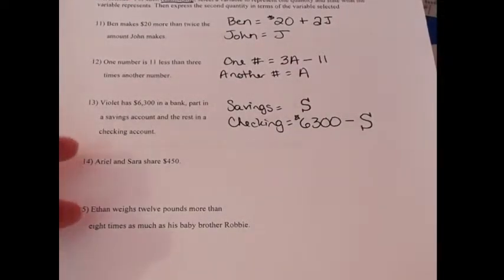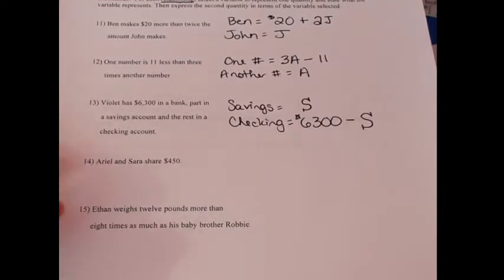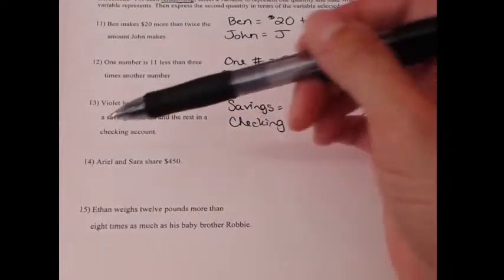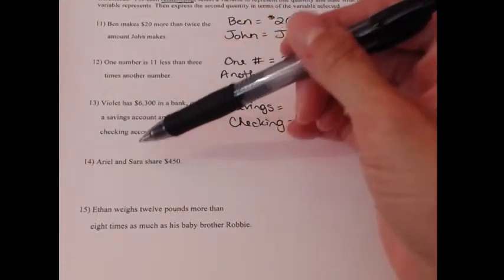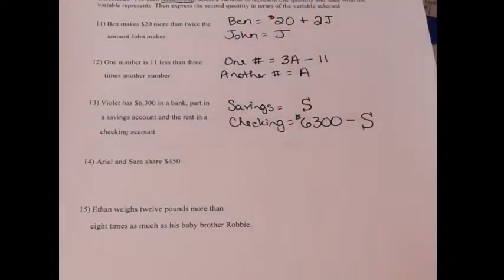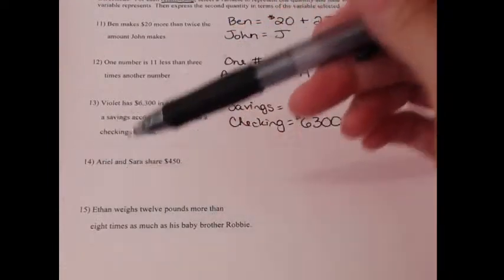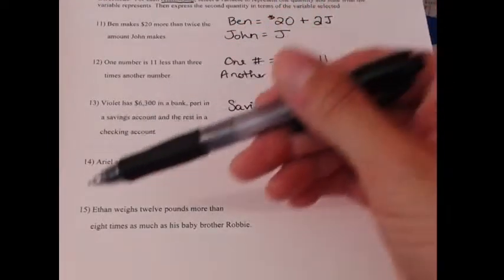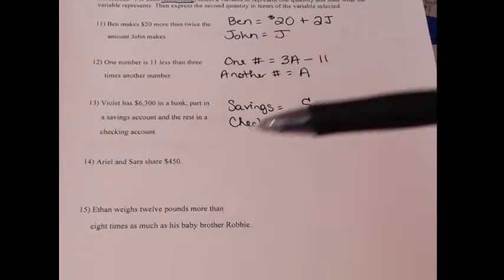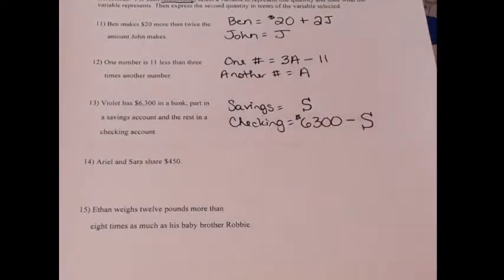All right. On your own, I would like you to take these two problems with you and then bring those solutions tomorrow. Type them into the chat first thing, and that'll be how we do attendance. So 14, Ariel and Sarah share $450. And then 15, Ethan weighs 12 pounds more than 8 times as much as his baby brother Robbie. No fractions in either of these. Keep that in mind. Just think about setting that relationship up.